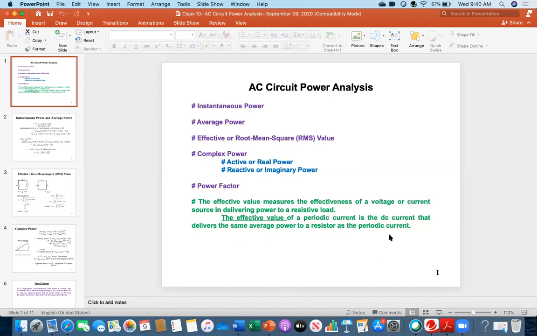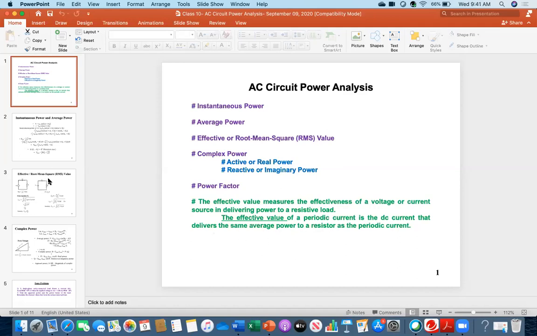This means that if I apply an AC waveform to a resistor, I will get a power which is average power. Now, if I apply a DC source, I should get the same power, and that DC value I will call the effective value of the AC waveform. So this is my definition.